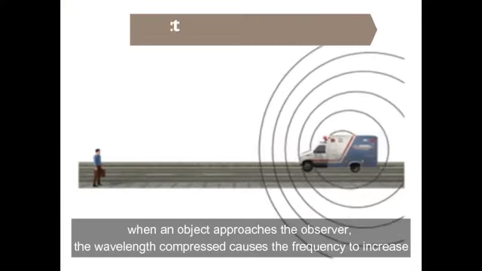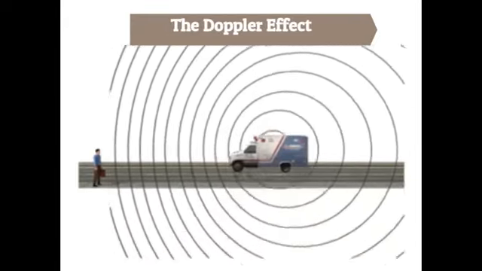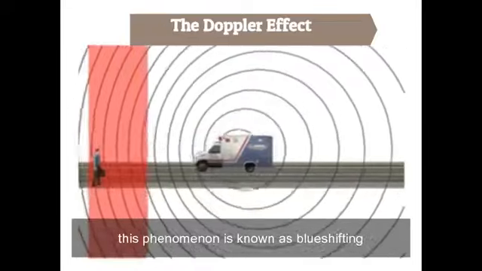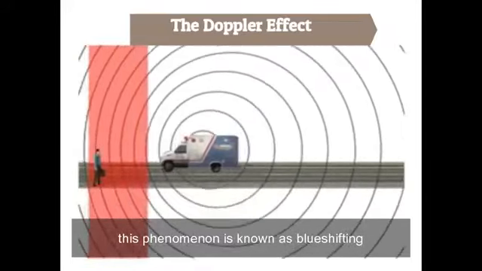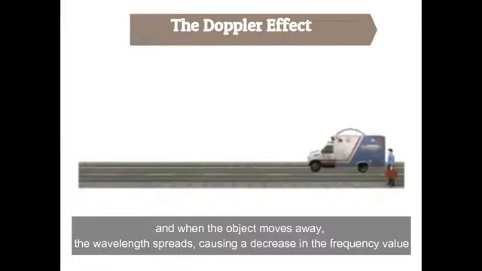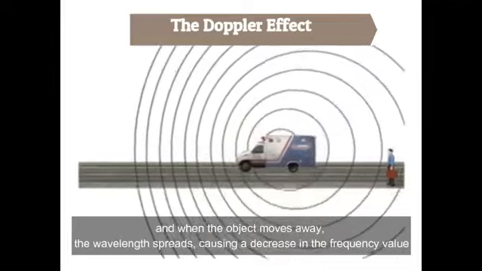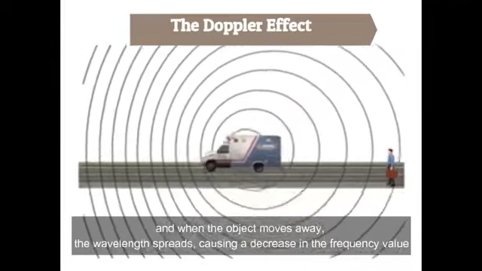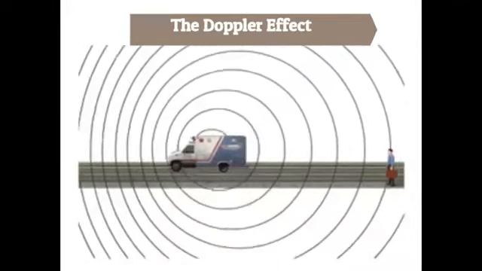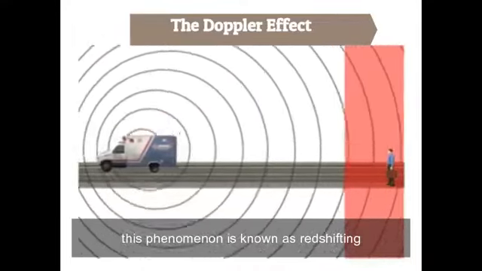When an object approaches the observer, the wavelength compresses, causing the frequency to increase. This phenomenon is known as blue shifting. And when the object moves away, the wavelength spreads, causing a decrease in the frequency value. This phenomenon is known as red shifting.